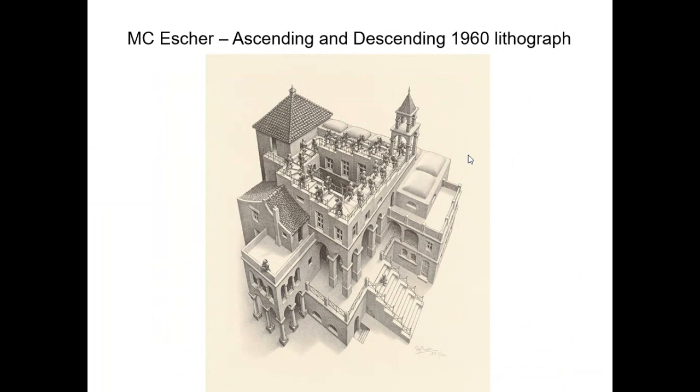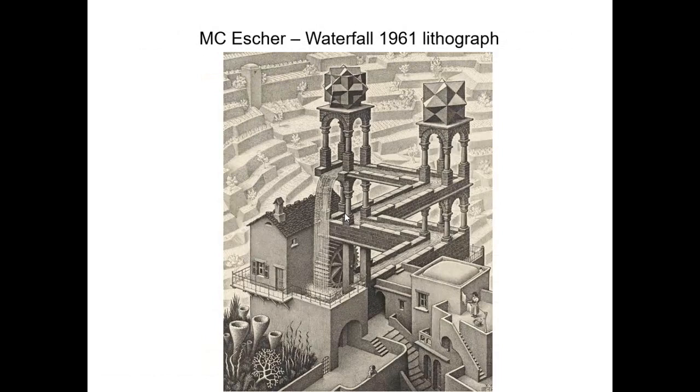The ascending and descending is my personal favorite, because it seems totally rational and yet it is completely impossible. This seems like a downward descent down a staircase that continues to go down, it continues to go down until we're right back where we started again. It's completely impossible, but really cool to look at.